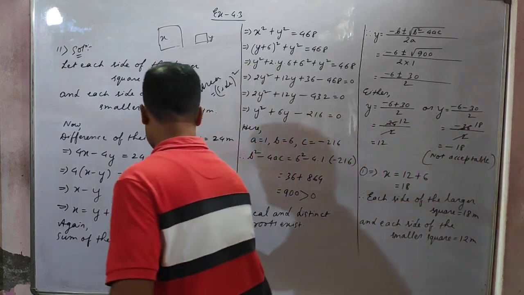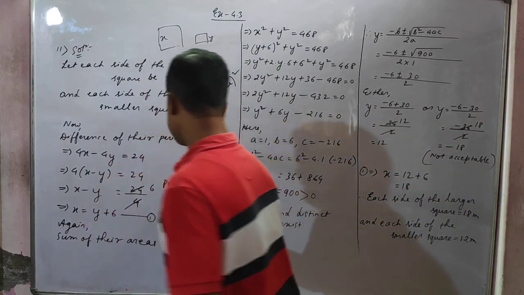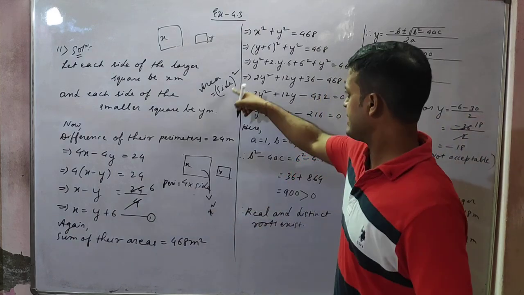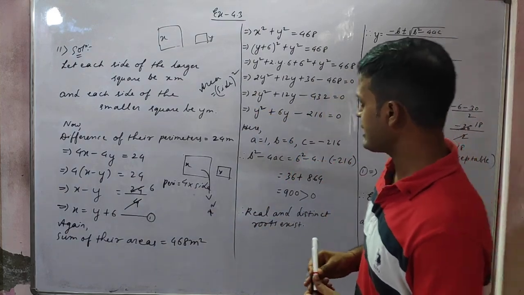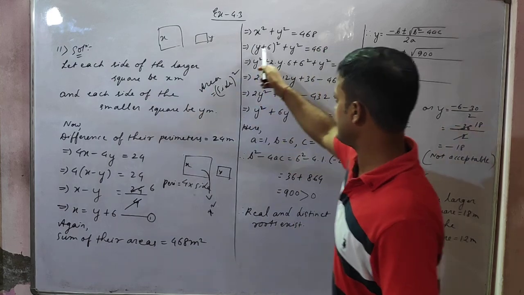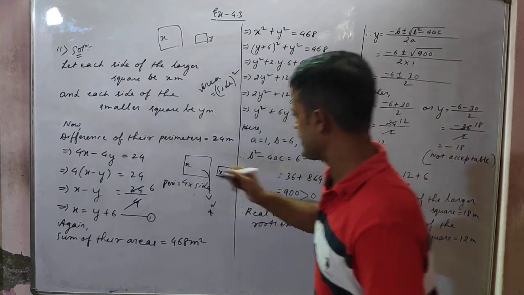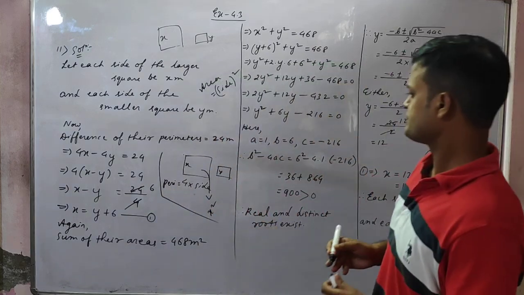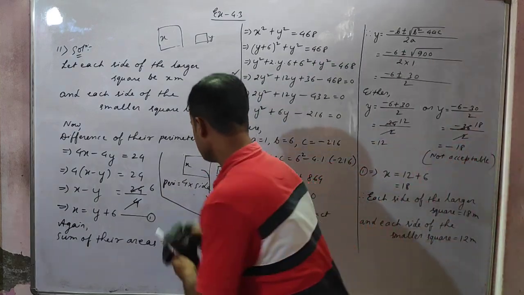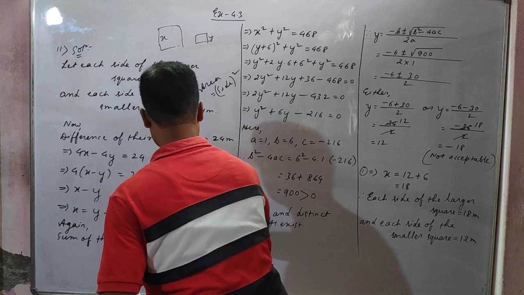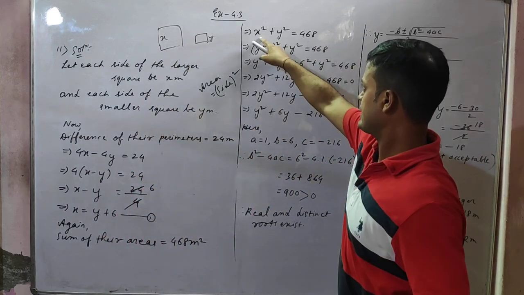Perimeter is 4 into side, and area is what? Side square. So each side of the bigger square is x, the area will be x square. Each side of the smaller square is y, the area will be y square. Isn't it, students? So x square plus y square.